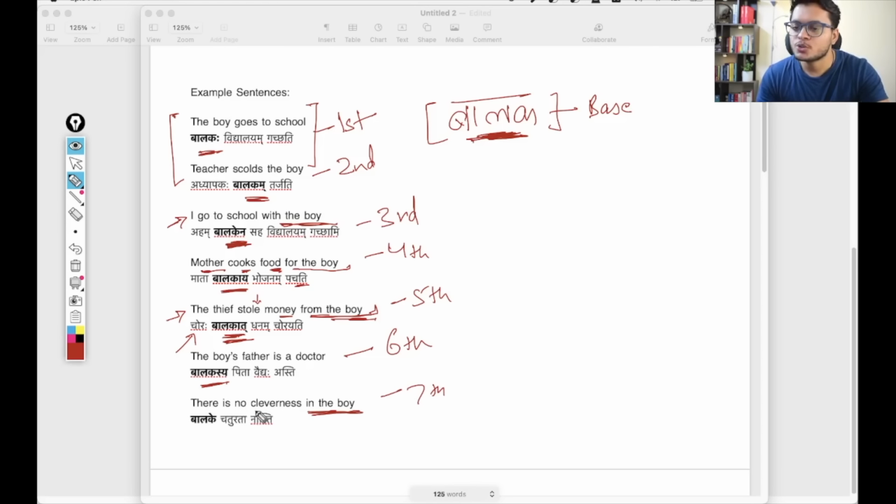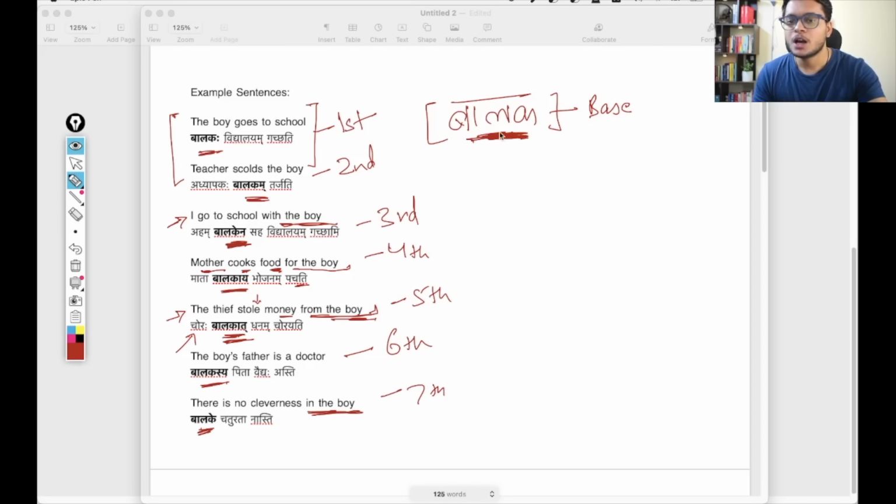case. So there is no cleverness in the boy. In the boy. That's why Balak uses seventh case and changes into Balake. Balake Chaturta. Chaturta means cleverness. Balake Chaturta Nasti. Nasti means doesn't exist. So in Balak. The monkey is sitting on a tree. So on a tree. So in, on. Whenever you want to show location or position with respect to the noun, you use seventh case, right?